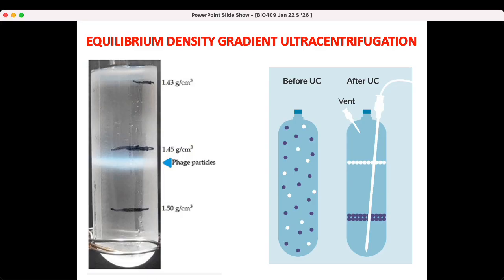And in some experiments, they're stacked. In other experiments, they're actually mixed in as you go, and we have a continuous gradient like that. And so that's equilibrium density gradient. So a density gradient like that, and equilibrium. You spin it till this comes to equilibrium. How long? A couple of days at 60,000 revolutions per minute, like that. It's still the same principle of centrifugation, that things are going to move based on their density, okay?